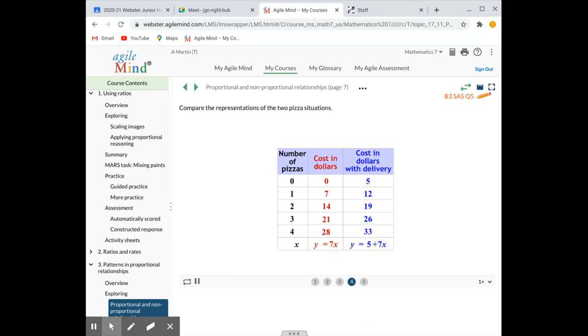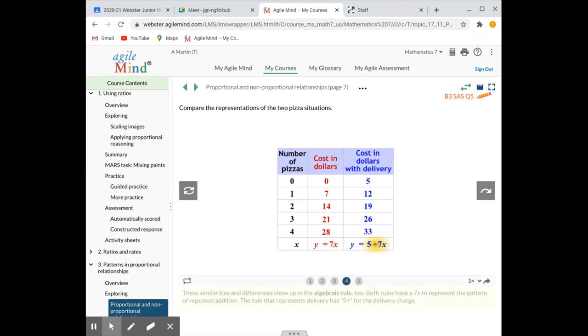Rosiah, what do you notice about the equations? How are they similar and how are they different? What's the question, Mr. Mark? I think she left. Rosiah is trying to tell us how the equations are similar and how they're different.